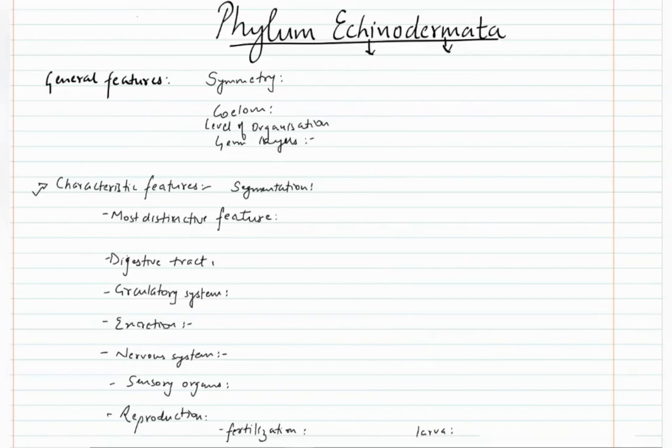In the previous video, we had discussed phylum Mollusca, and in this video, we are going to discuss phylum Echinodermata. The word Echinodermata is made up of two words. Echino means spiny and derma means skinned. So these animals are spiny skinned animals. That is, they have spines on their body for protection.